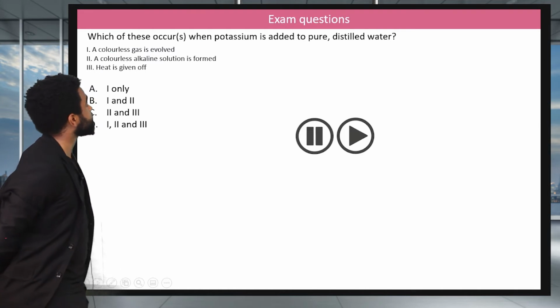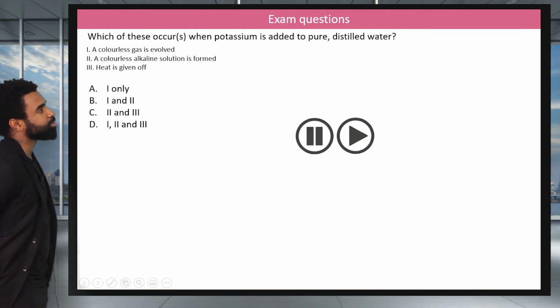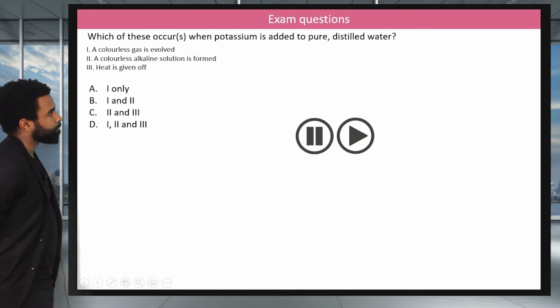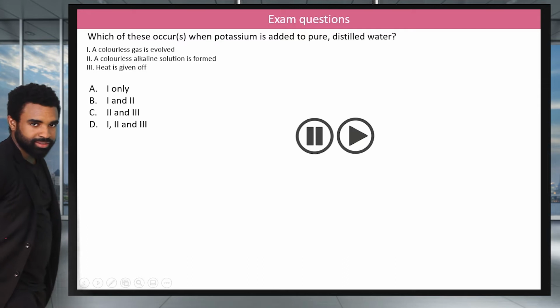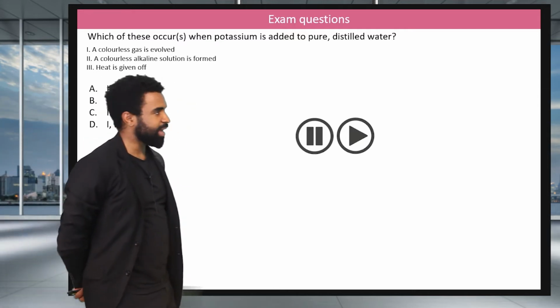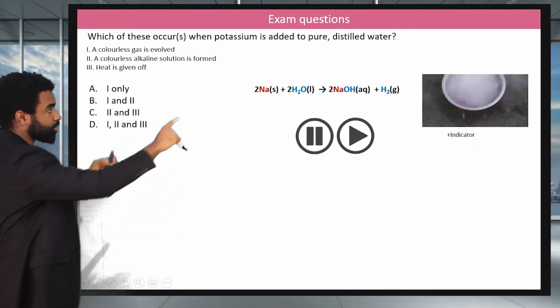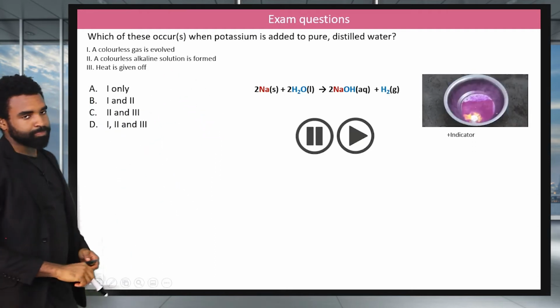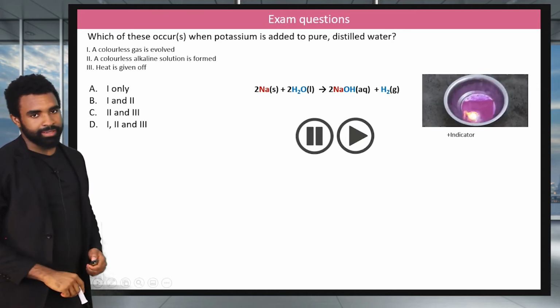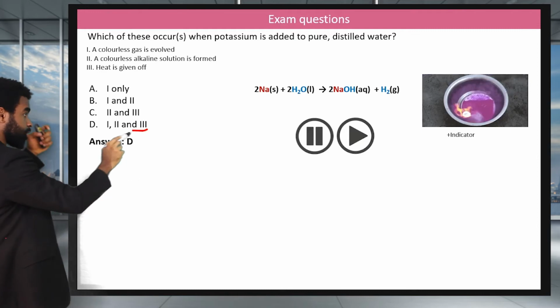Let's try some questions. Which of these occurs when potassium is added to pure distilled water? Pause the video if you need to. Think about this. Rewind the video if you need to. There's our clue there. There's a reaction with sodium, but it should be the same for potassium. Okay, pause again and think about it. Our answer is D. Okay, so they're all correct.